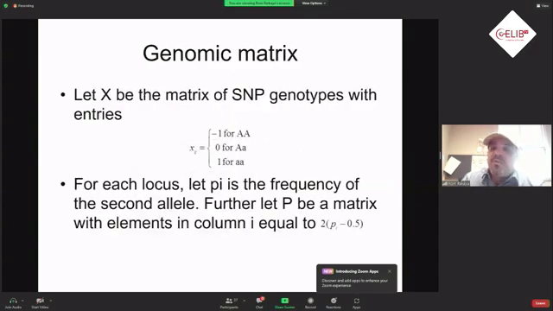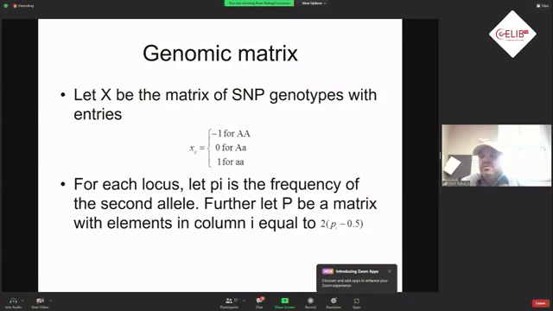So this is how we compute the genomic relationship matrix. I'm going to give you a little bit of flavor about how to compute this matrix G. Basically, we look at the genotypes of the SNPs. For each SNP, for each animal, we look at the genotype. We can code the genotypes -1, 0, 1, depending on whether it's capital A or little a. And then at each locus, we look at the frequency of those alleles.